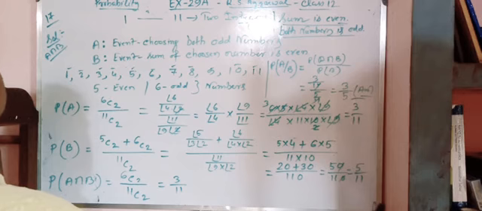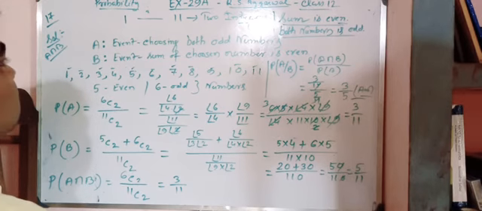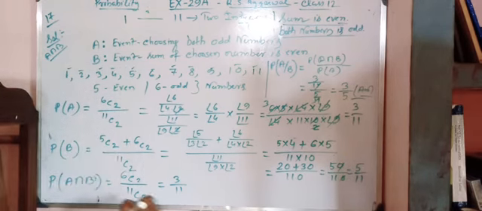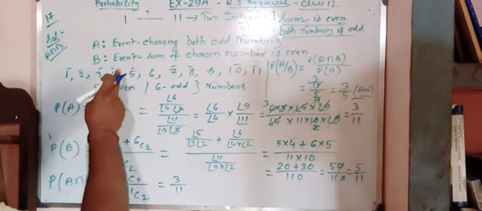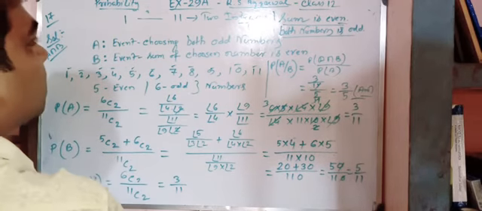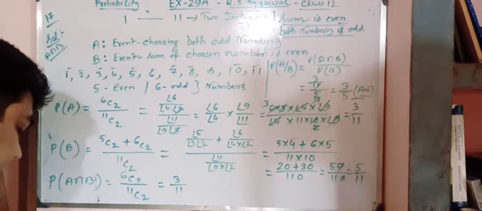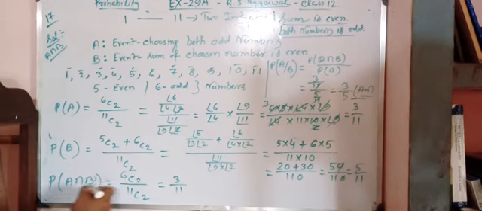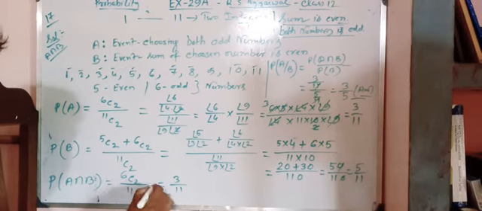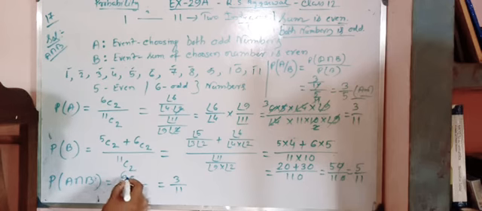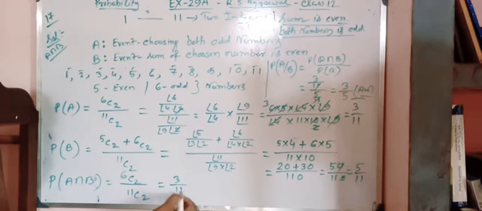So probability of A intersection B equals probability of A, that is choosing both odd numbers. Hope you understand, choosing both odd numbers. So from the odd numbers we are choosing two numbers as 6C2, and from the 11 total numbers we are choosing two numbers as 11C2. So that's equal to 3 by 11.